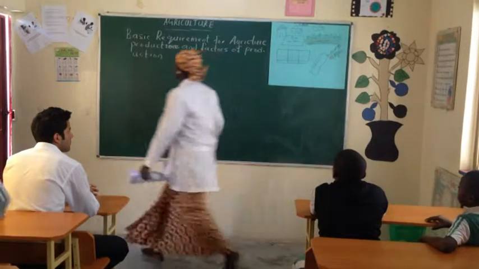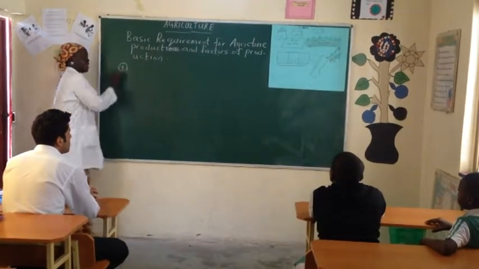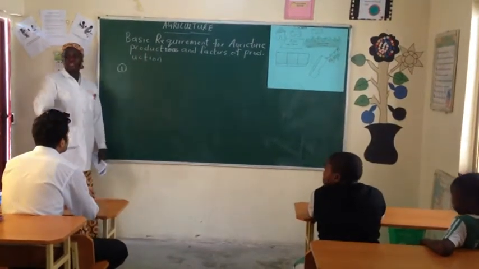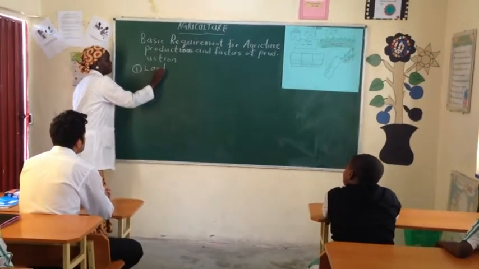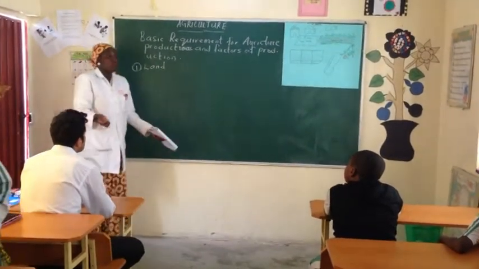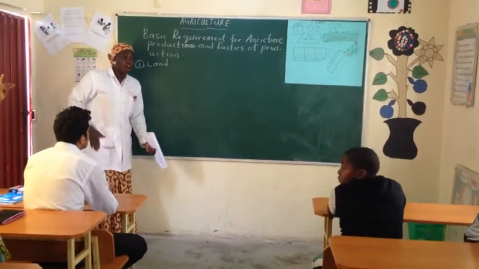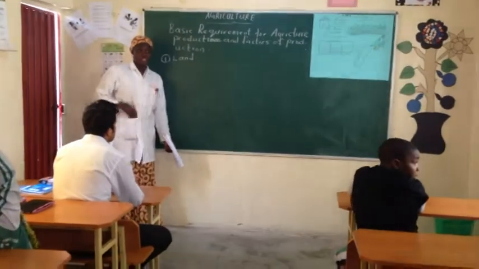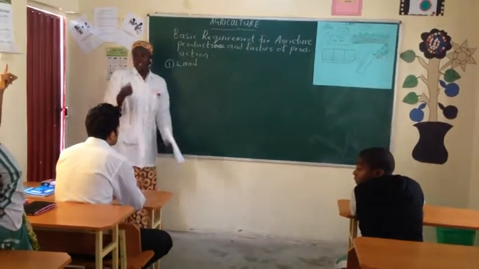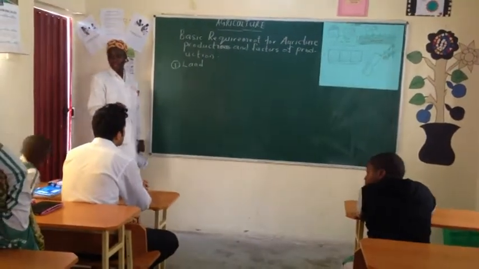The first one is what? Land. Please, if you don't see anything, raise up your hand. Yes, Khadija? Land, that's the first one. It could be big, it could be small. It depends on what you have in your, that means what? Your money. Yes, second? Yes, Bila? Labor.